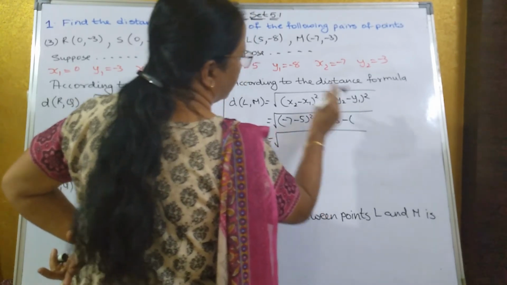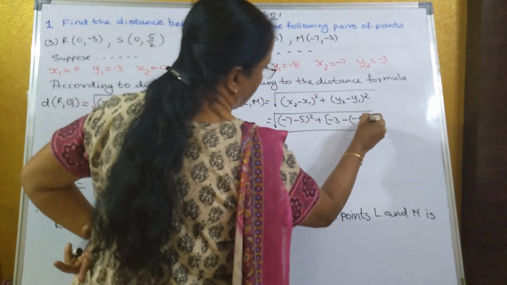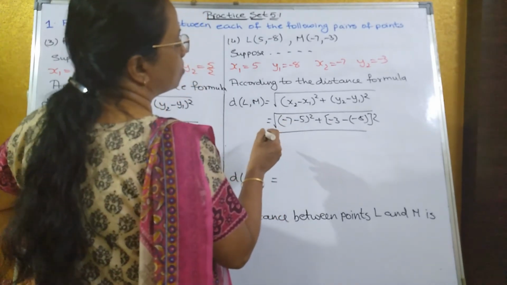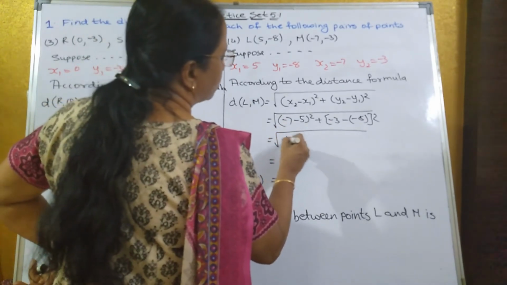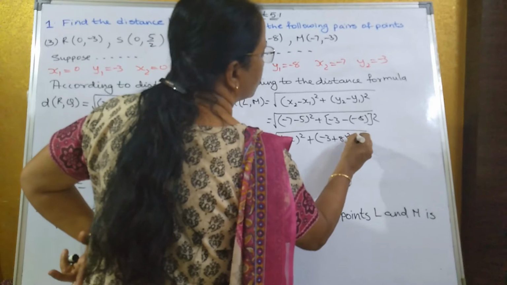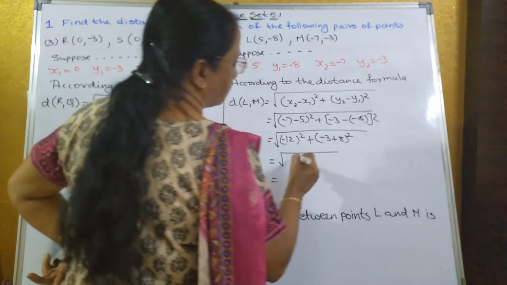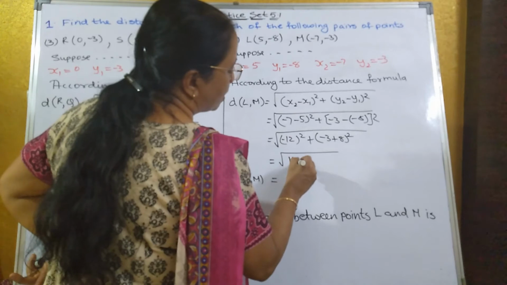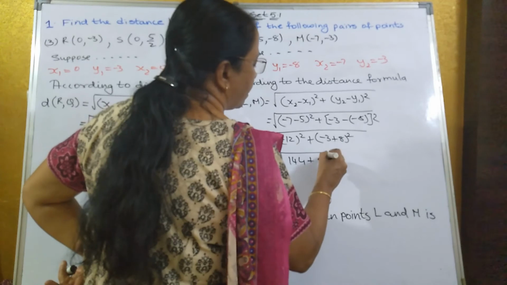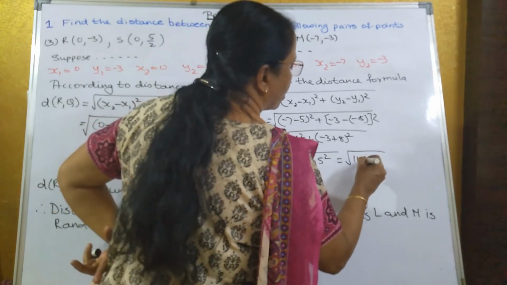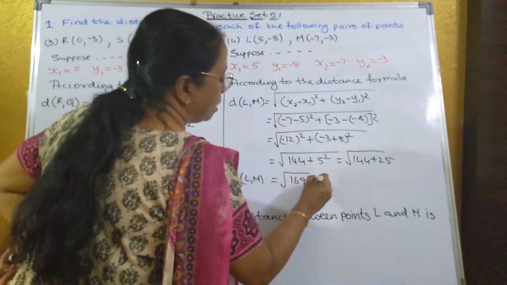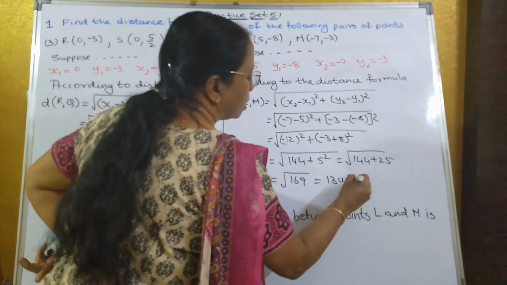Minus 3 minus 8 the whole square. So that is minus 7 and minus 5 is how much? Minus 12, minus 12 the whole square plus this will become minus 3 plus 8 the whole square. So that is equal to how much? Minus 12 into minus 12 is 144. Minus 3 plus 8 is how much? 5 the whole square. So that's equal to 144 plus 25, that is equal to root 169, and root of 169 is what? 13 units.